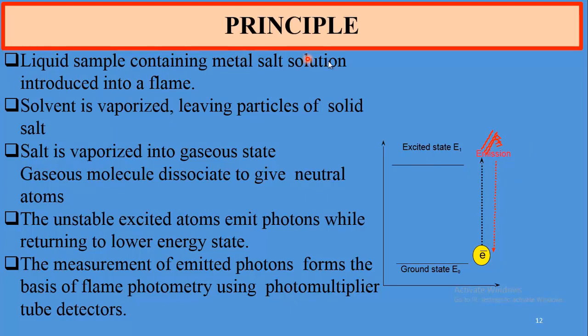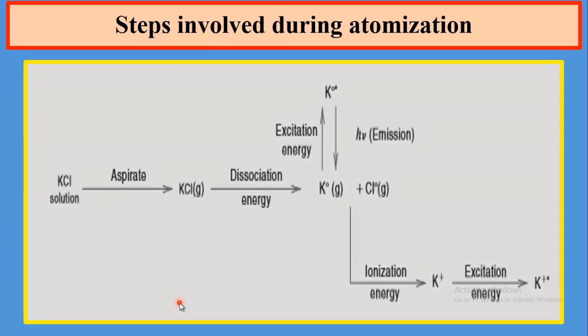A liquid sample containing a metal salt solution is introduced into the flame and the solvent is vaporized, leaving particles of the solid salt. Then the salt is vaporized into a gaseous state. Gaseous molecules dissociate to give neutral atoms. Then unstable excited atoms emit photons while returning to a low energy state. The measurement of the emitted photons forms the basis of flame photometry, using a photomultiplier tube. And these are the steps involved during atomization.